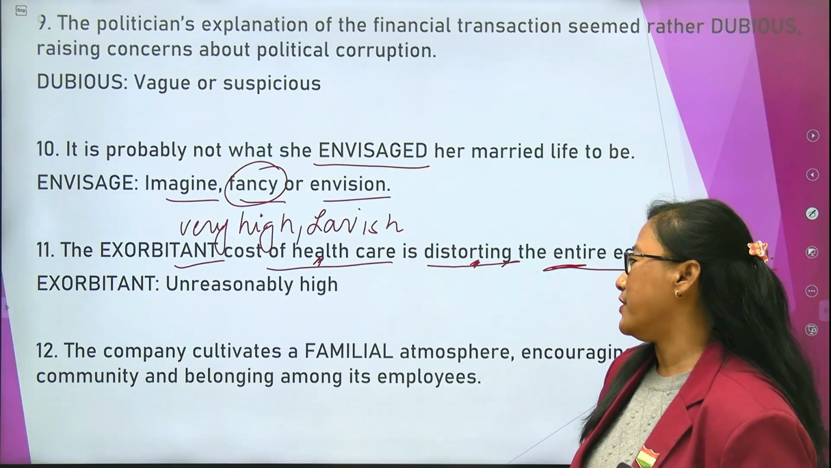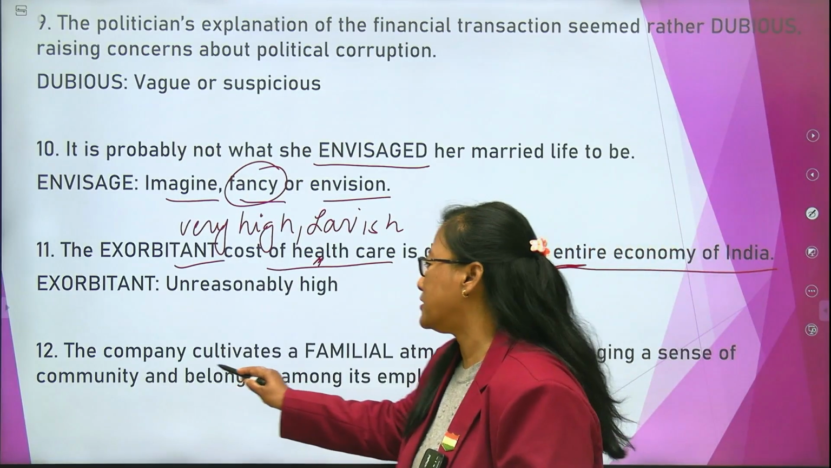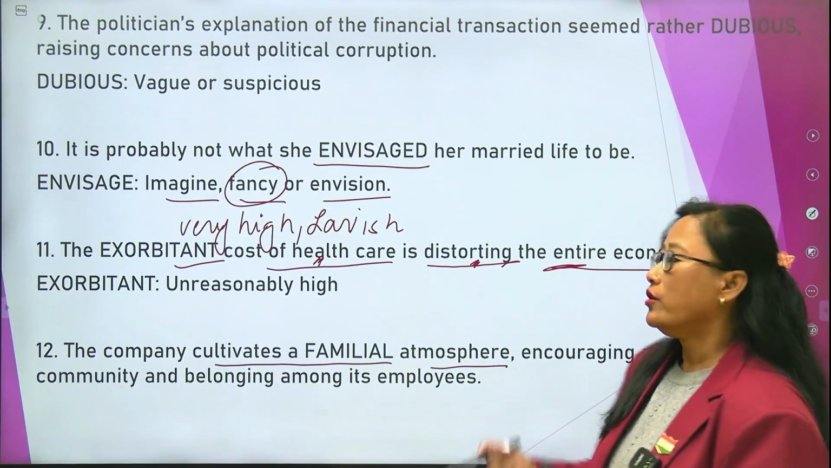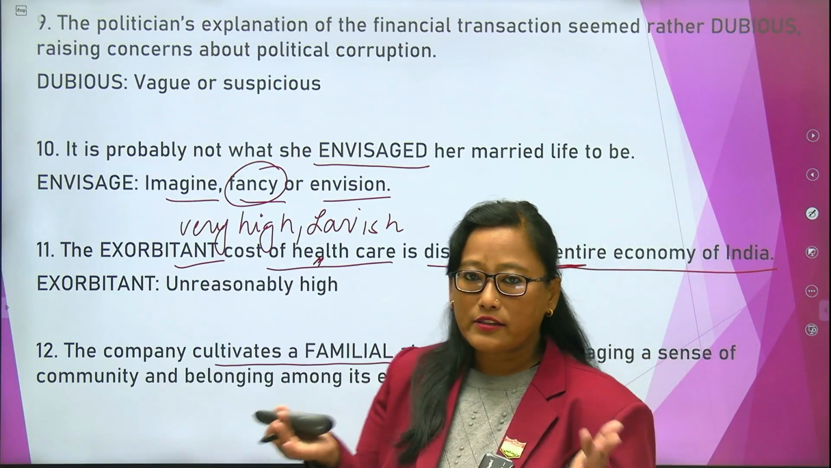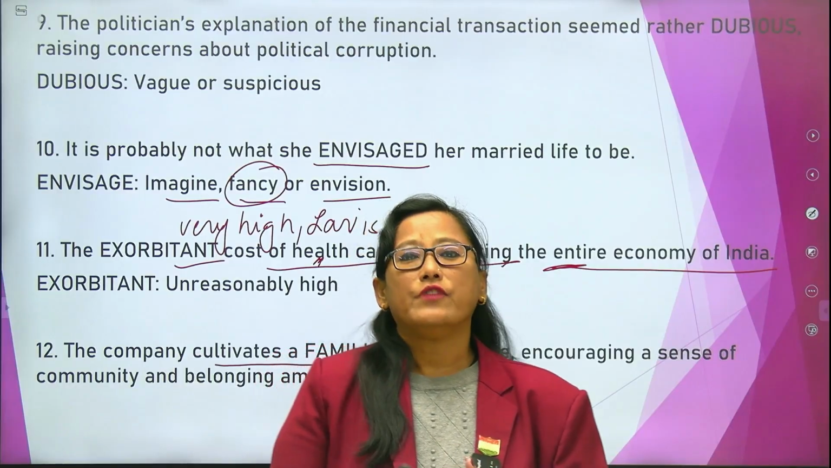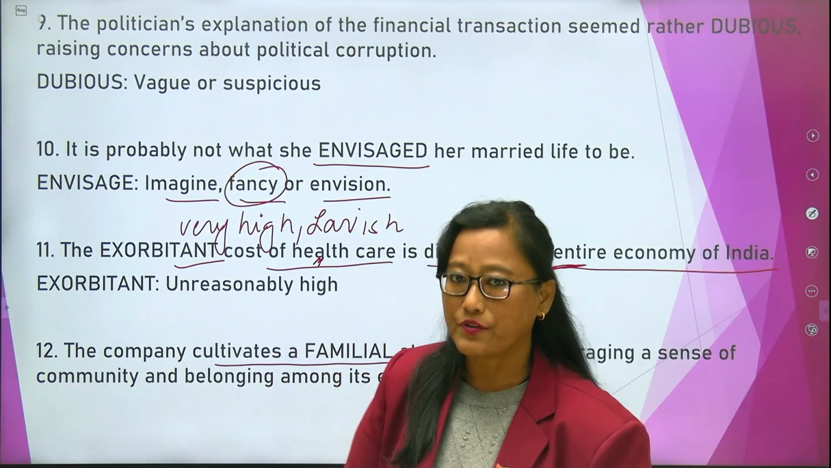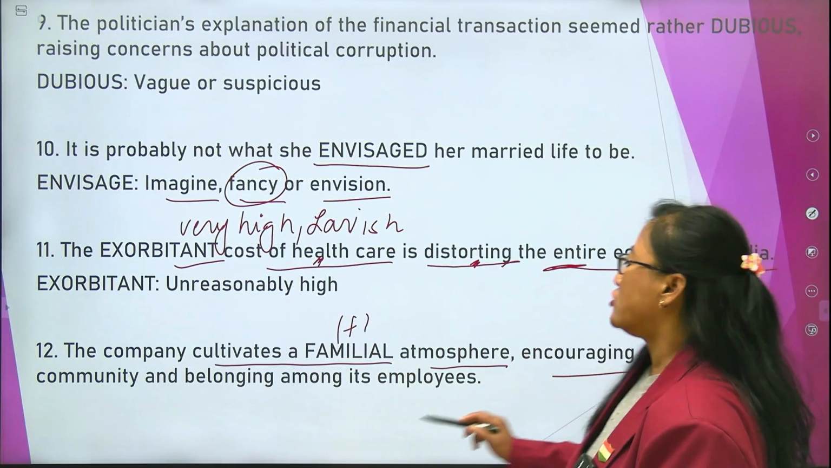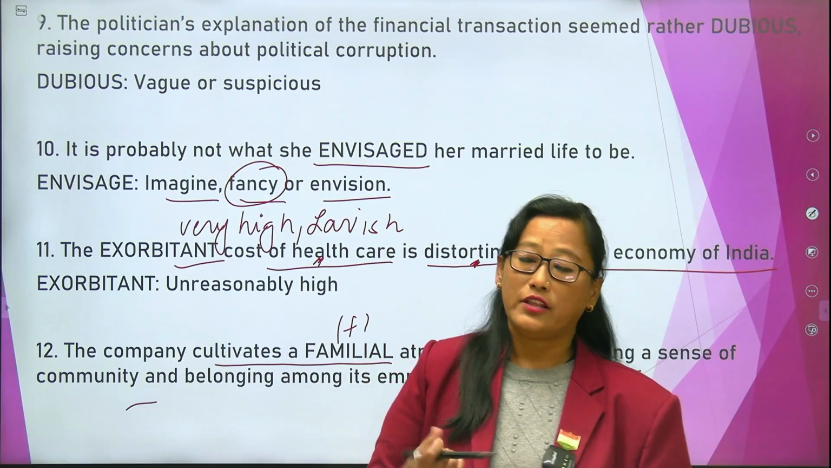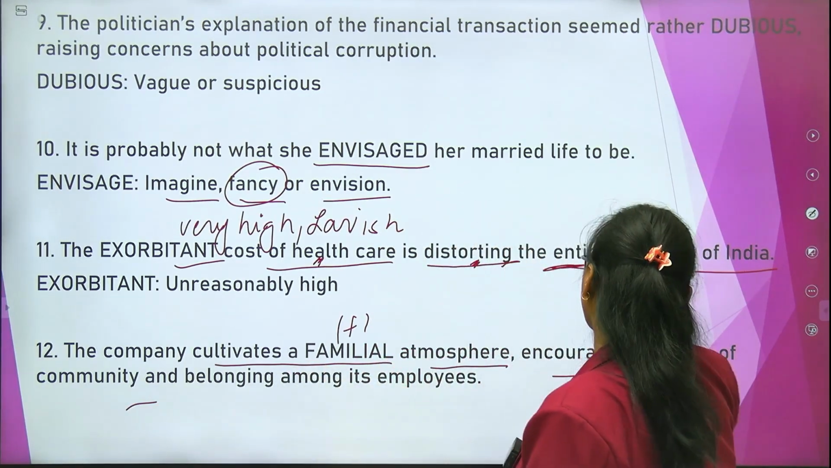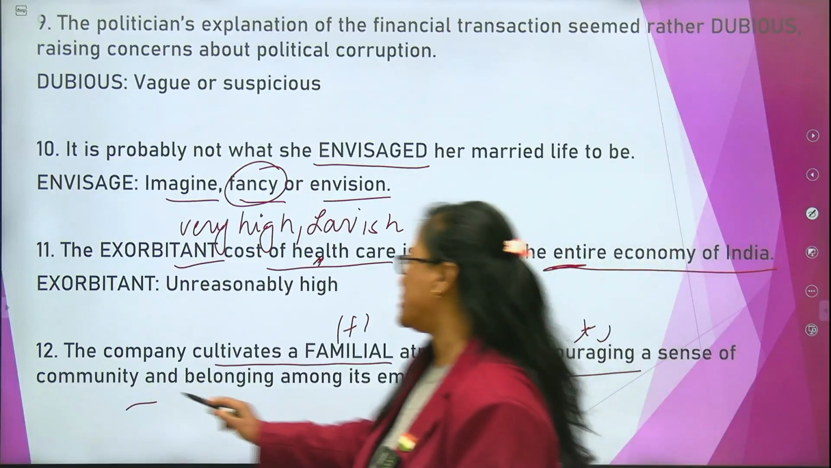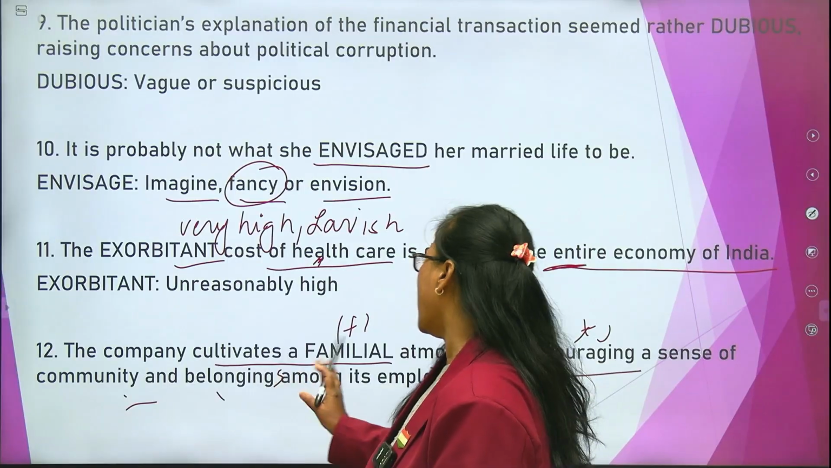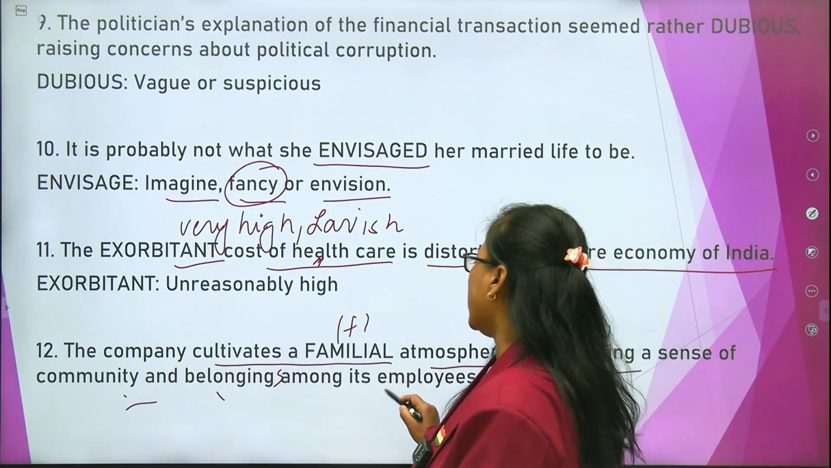With that, let's see the 12th sentence. The company cultivates a familial atmosphere. Just try and understand, it is such a company which gives us a familial atmosphere. So till now the sentence is positive, encouraging a sense of community. They motivate us for a sense of community, which is also positive, and a sense of belongingness amongst its employees. So here it is a positive word.